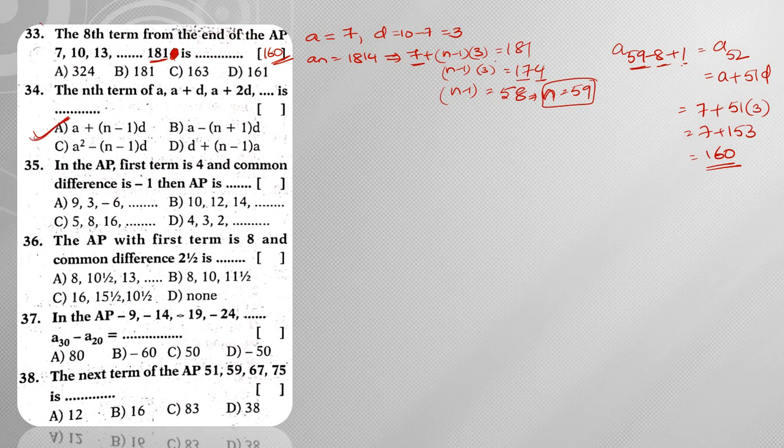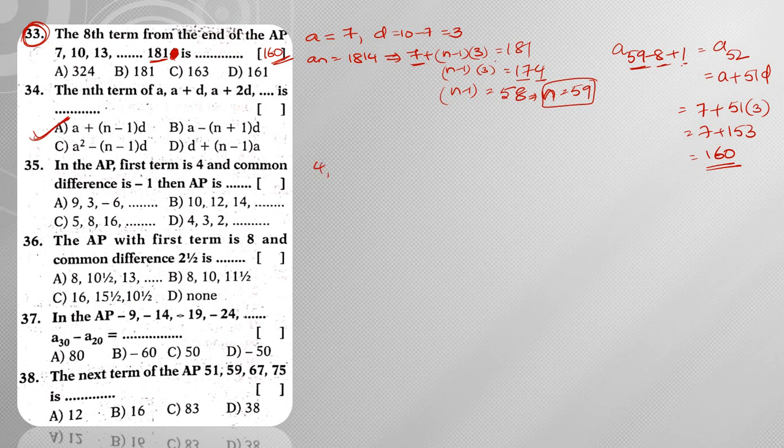Because of these types of questions, whenever something is missed, the wastage of time will increase. Such mistakes can also come in exams and they will waste your time, right? So you need to be careful in such questions. Next, in the arithmetic progression, the first term is 4, common difference is minus 1.